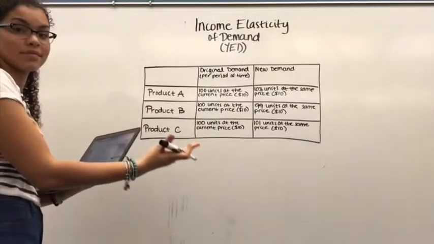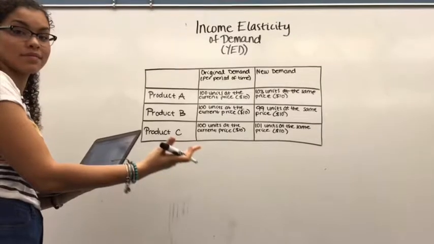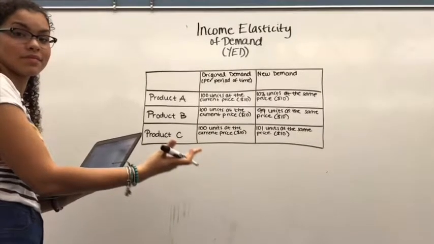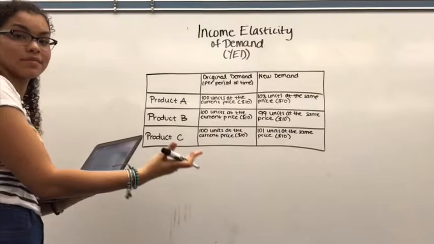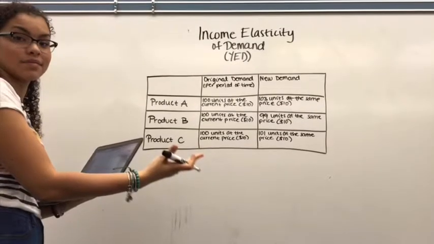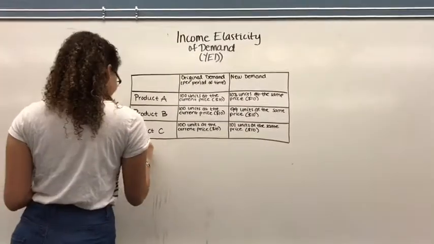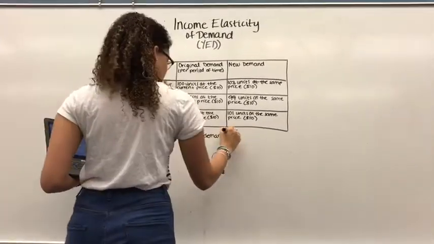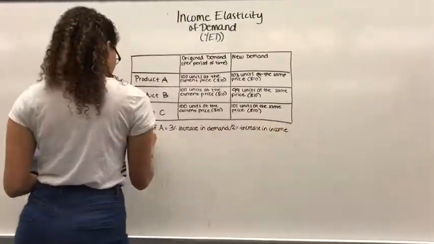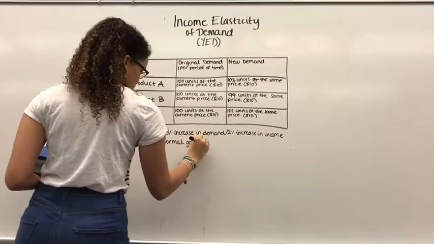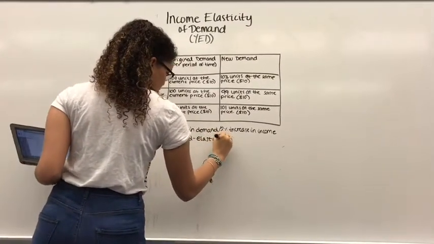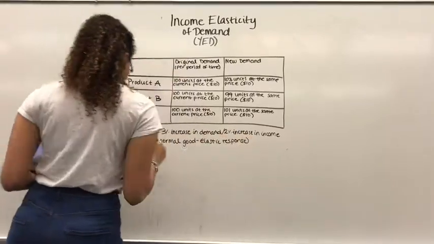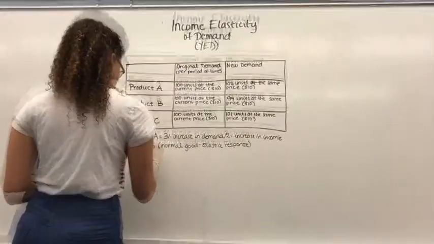For example, let's say that there has been a 2% increase in consumer income that has led to the changes in demand shown in the table. Products A, B, and C all begin with an original demand per period of time, but as you can see, the demand changes. Pause the video to see these changes. The income elasticity of demand of product A is found by dividing the 3% increase in demand by the 2% increase in income. The result, positive 1.5, proves that the good is normal with an elastic response as it is positive and greater than 1.